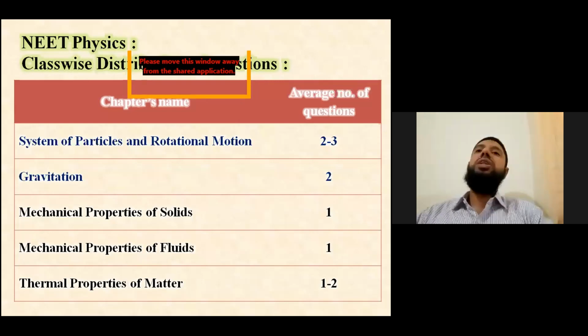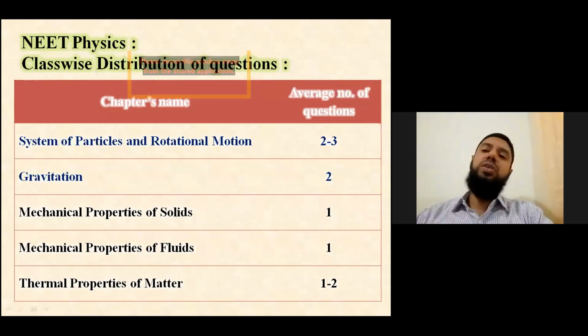Then gravitation, quite obviously mechanical properties of solids, mechanical properties of fluids, thermal properties. In this we can see around 3 to 4 questions. That is the properties of bulk matter.